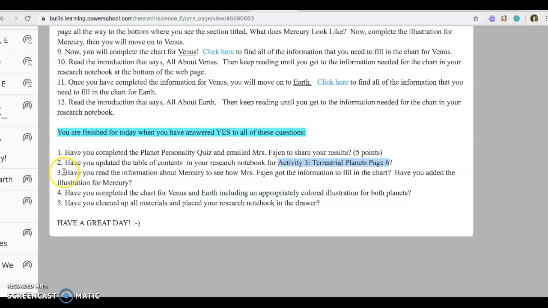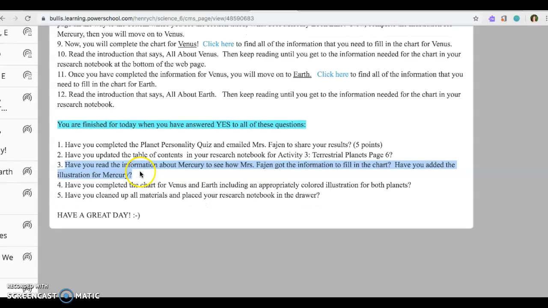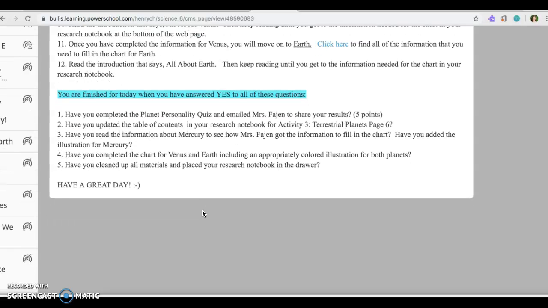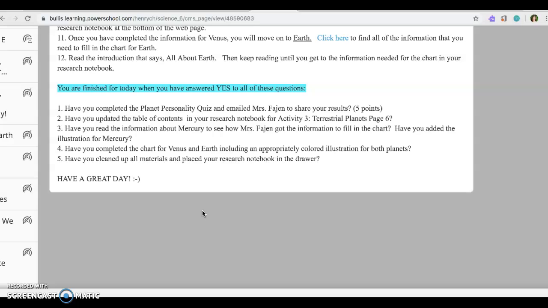Have you read the information about Mercury even though I already completed that section for you and added your illustration for Mercury to your chart? Have you completed the chart for Venus and Earth, including your illustrations? And finally, have you cleaned up all of your materials and my materials and placed your research notebook in the drawer? If you have done all of these things, you are free of science for today.